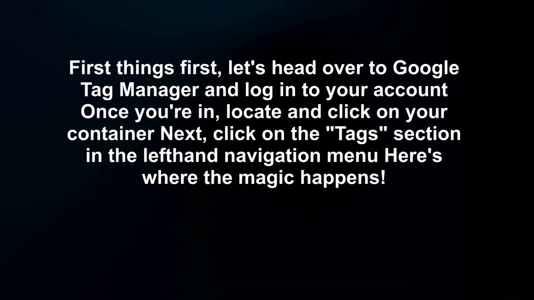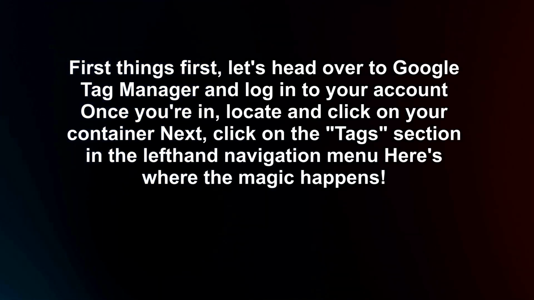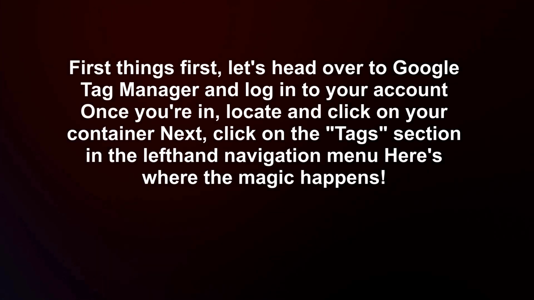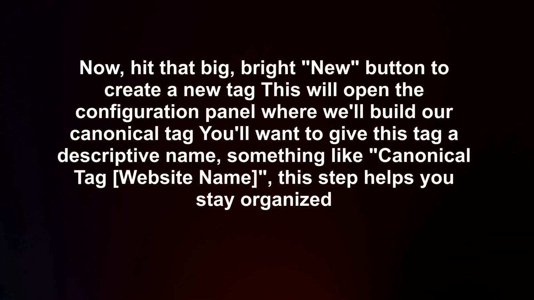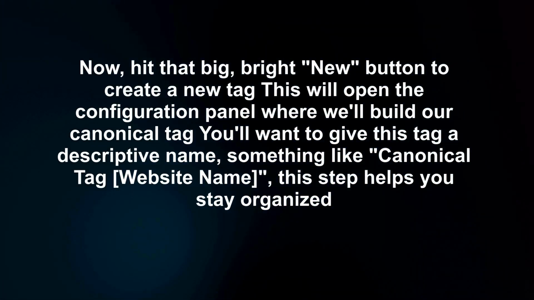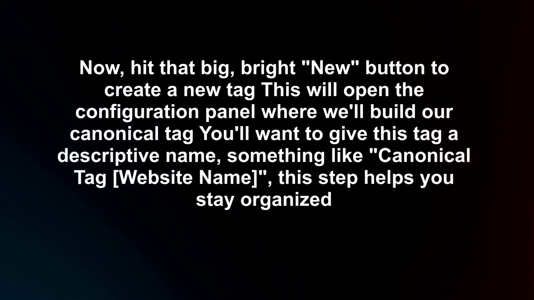Once you're in, locate and click on your container. Next, click on the Tags section in the left-hand navigation menu. Here's where the magic happens. Now, hit that big, bright new button to create a new tag. This will open the configuration panel where we'll build our canonical tag.